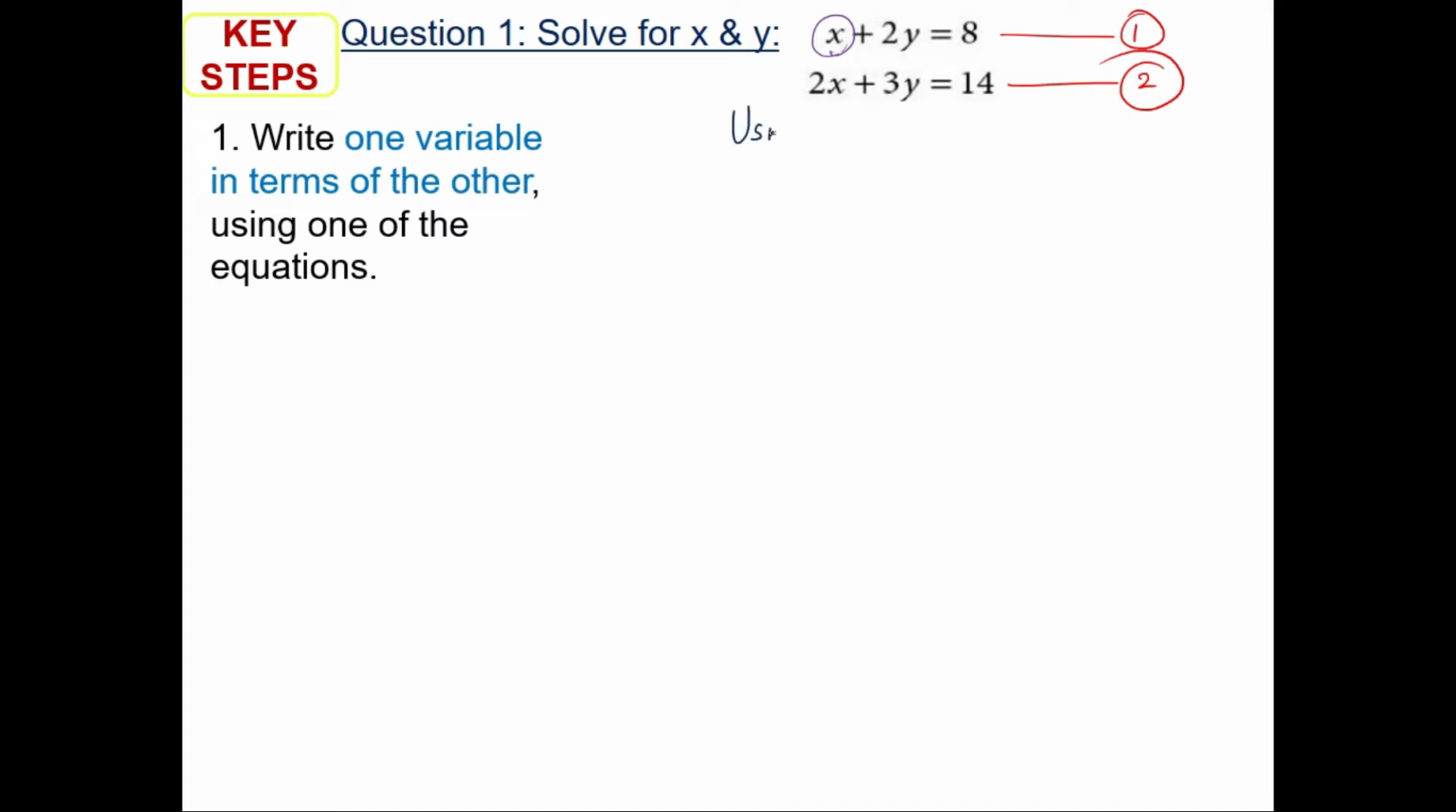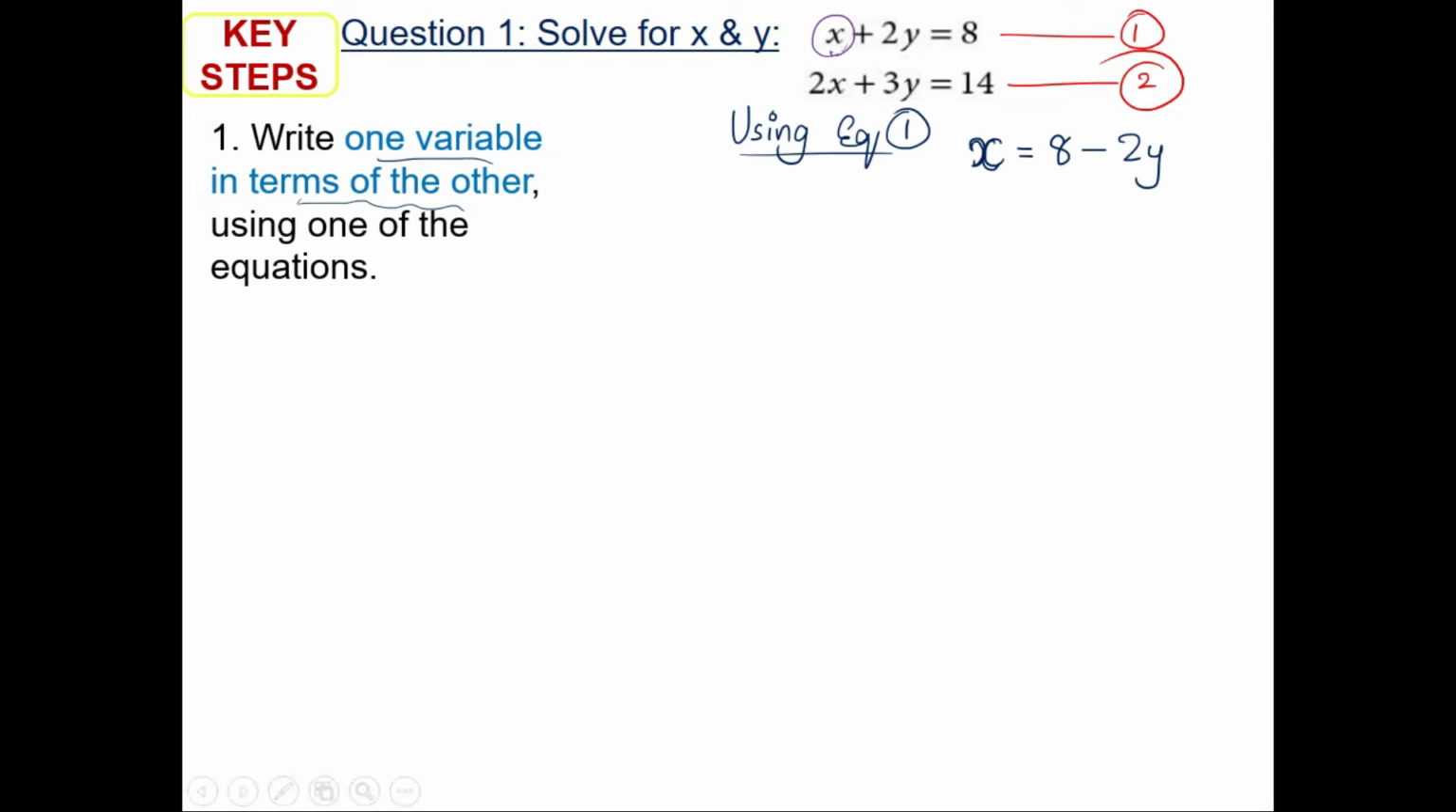So using equation 1, I can write x in terms of y. So x plus 2y equals 8. I will write x is equal to 8 minus 2y. So this is the first step, which is writing one variable in terms of the other. So I have written x in terms of y. So this is step 1.